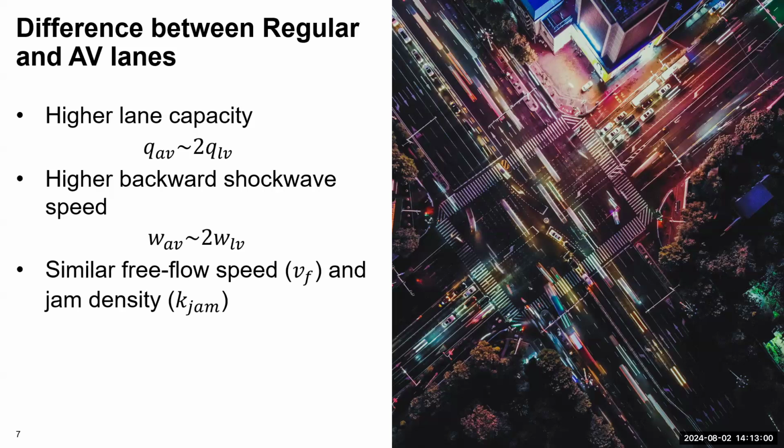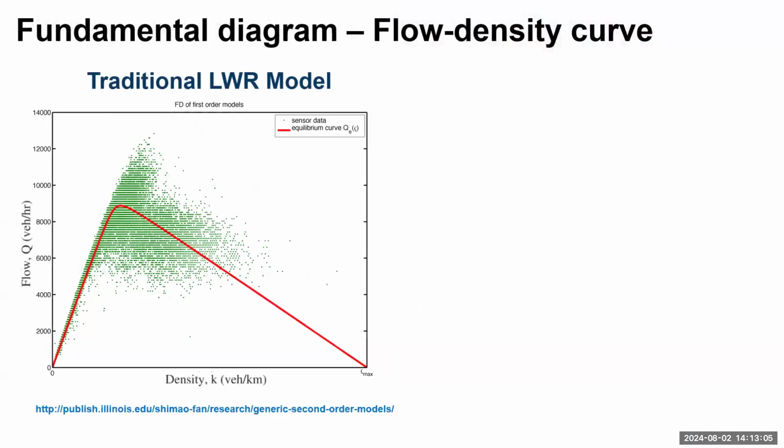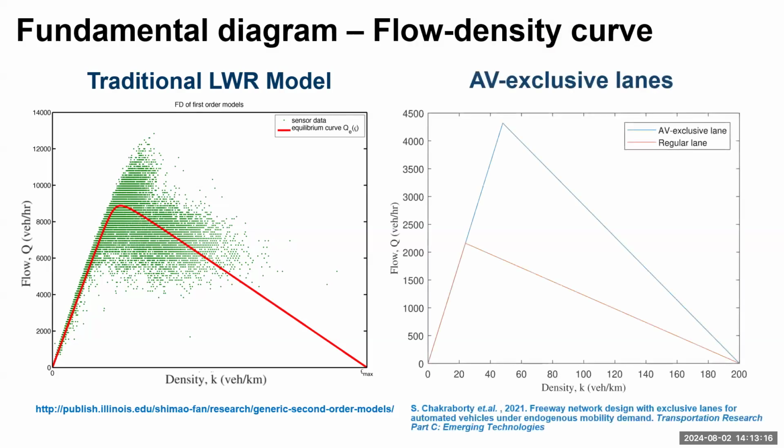So if you look at very basic fundamental diagrams, the triangular fundamental diagram, the traditional LWR model might look like this, where we have only a certain class of vehicles, and for the lane-based approach, it would be something like this. The regular lane is designated by the red line, and the AV exclusive lane is the blue line. So the jam density remains the same, but the flow is much higher when the vehicles are traveling on the AV exclusive lanes.